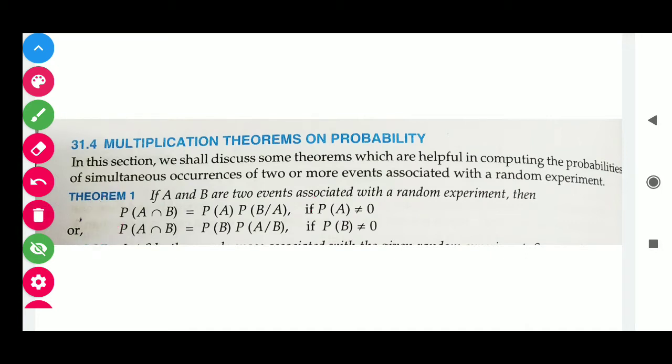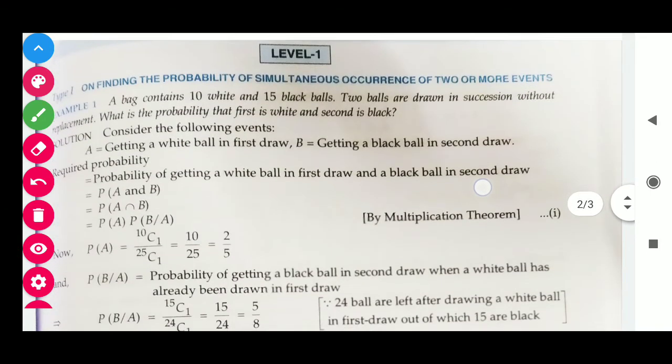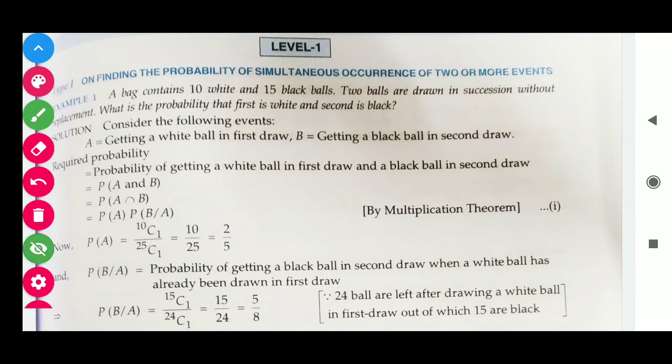Okay students, let's start by solving the problems regarding the same. Here we have example number 1. A bag contains 10 white and 15 black balls. Two balls are drawn in succession without replacement. Now students, we have to choose two balls in succession one by one but without replacement, and in without replacement, the events are dependent. So what is the probability that first is white and second is black? Here we have to choose first a white ball and the second one will be black.